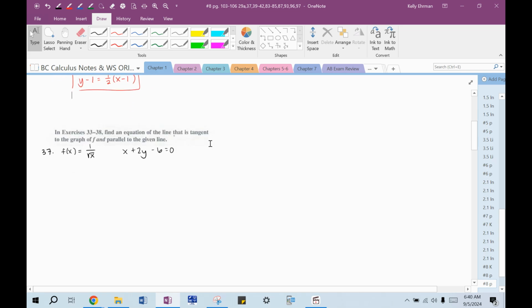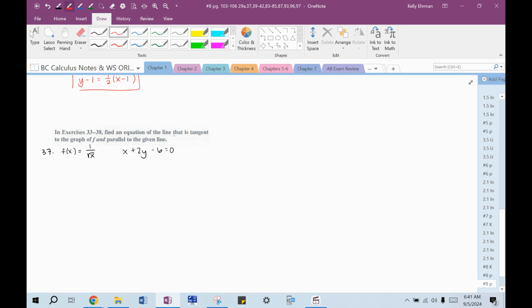All right, moving on to number 37. I thought this was one of the hardest problems, I think, in the homework. So this one we're kind of going backwards. This says, find an equation of the line that is tangent to the graph of f and parallel to the given line. But this time they don't give me a point of tangency, so I can't just say, oh, f prime of 1 or whatever.